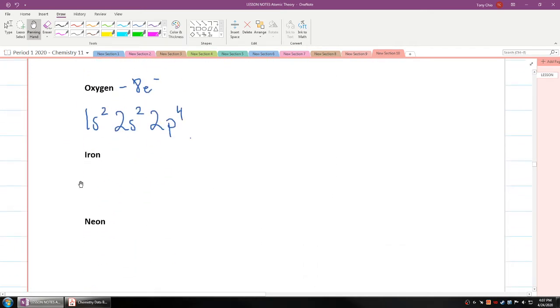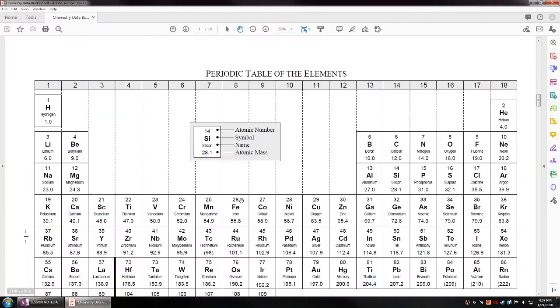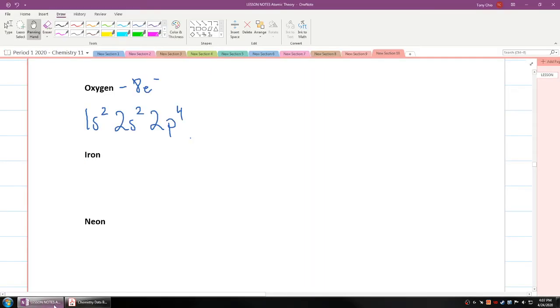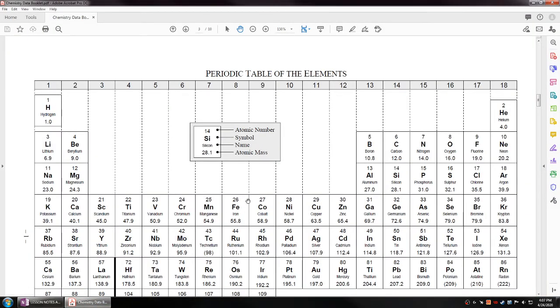Okay, let's try iron. Iron is a lot more. Iron has 26 electrons. Okay, so let's start with that. Alright, so let's look at iron. Iron is in a region we call the 3Ds. This is the 3D orbitals. How many 3Ds? 1, 2, 3, 4, 5, 6. So iron has 6 3D electrons.